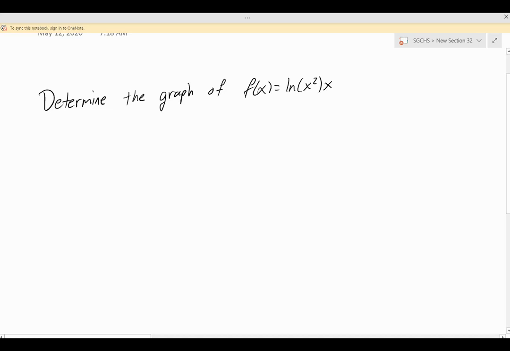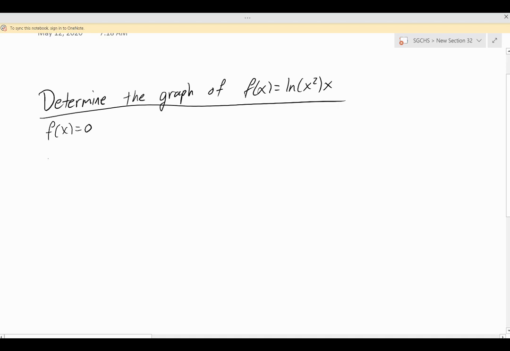So we're asked to determine the graph of f(x) when f(x) equals the natural log of x squared times x. Now, in order to do this, we have to determine a few things. The first thing we're going to determine is our roots. So, where does f(x) equal 0? It's usually where you want to start.